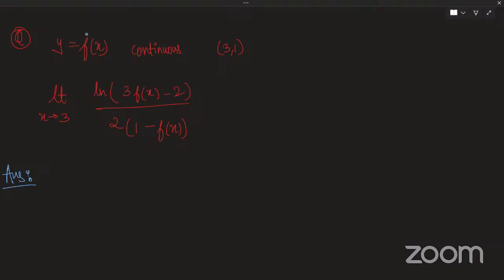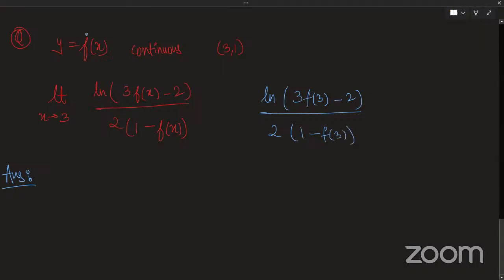Can I just directly substitute my value x is equal to 3? So it will be ln of 3 f of 3 minus 2 whole divided by 2 into, tell me, what will it be? What will this thing be? 1 minus f of 3. What is the value of f of 3?